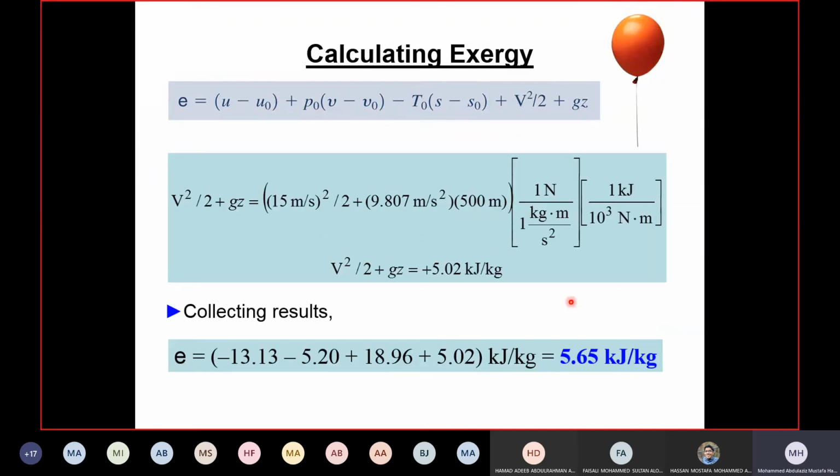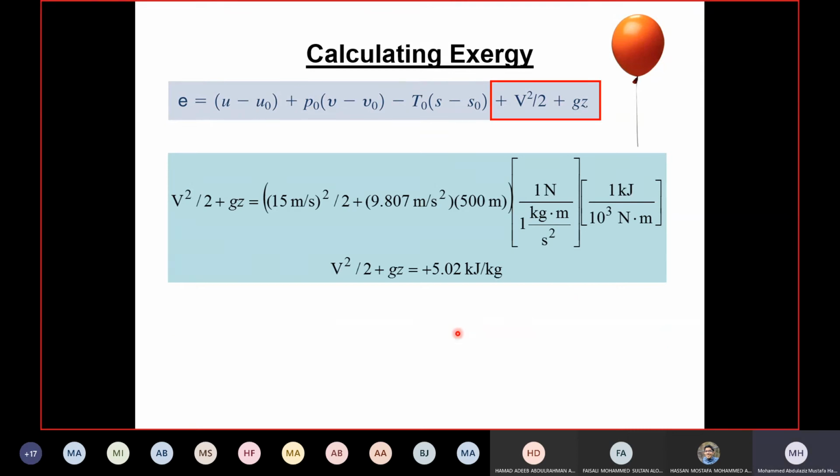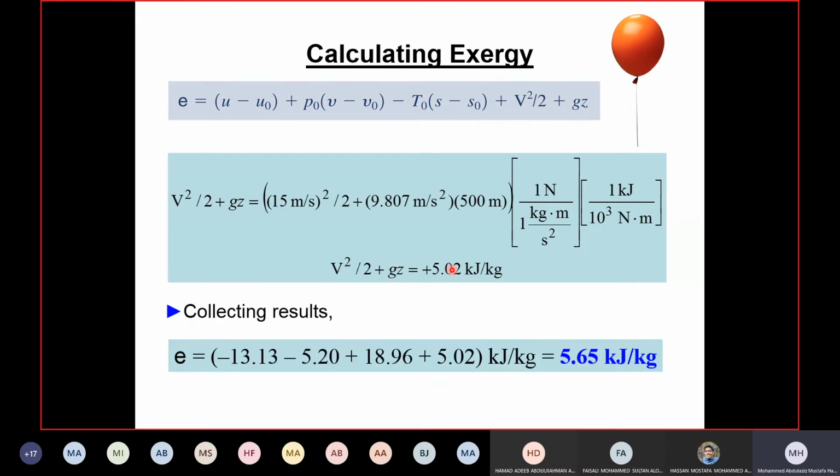Then we go to V square. V square will be calculated as the velocity plus GZ, calculating both terms here. Remember that this is in meter square per second square, and therefore we have to divide by 1,000 here. So this V squared over 2 will give me this amount here. Then we add all of these terms together, and we calculate the exergy at this point.